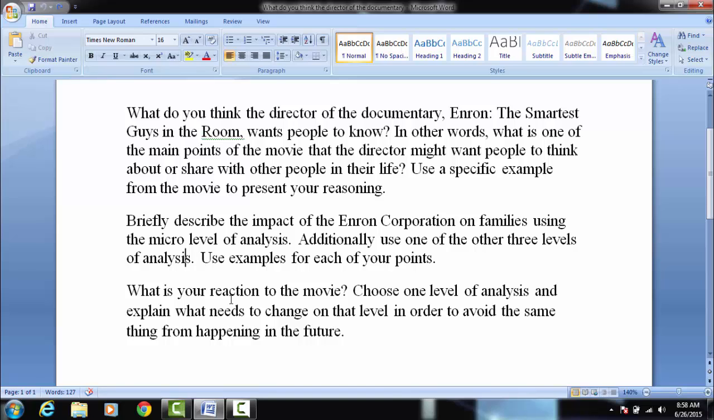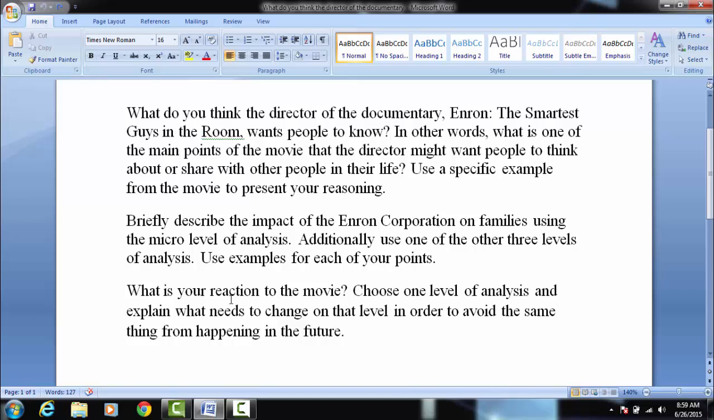What I would do at this point is jot down below a few examples that you might pull from the film. At this point, you want to be sure to write not only the micro level of analysis, but also the other level of analysis that you're going to use in this response. Use examples, so make sure you have examples from the film that you can refer to. Before moving on, make sure you get those ideas out. They don't have to be complete sentences, they don't have to be neat, but you need to write them down somewhere. That way you know that you're responding to what the prompt's asking.